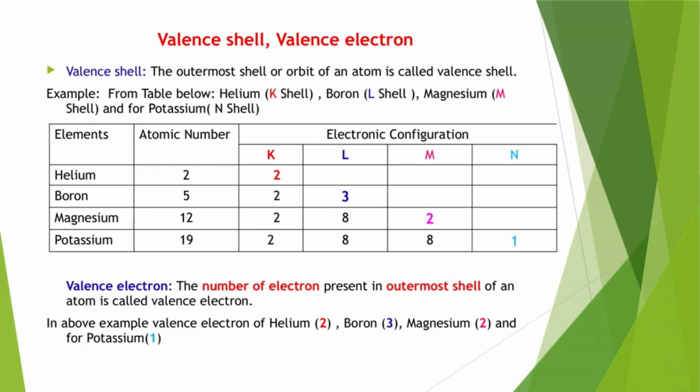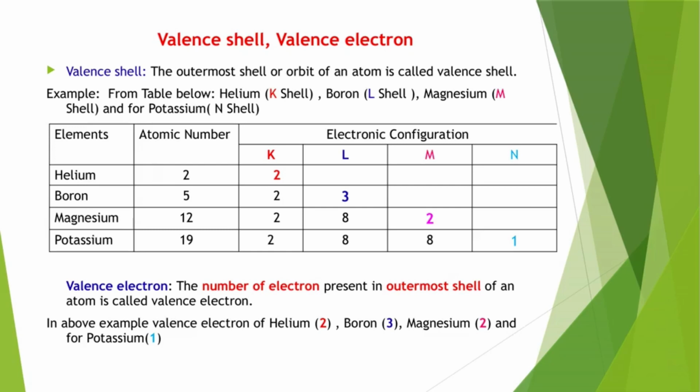If you see the electronic configuration of helium, having atomic number 2, its electrons are placed in the K shell, 2. In which shell are the electrons placed? The K shell. It has only one shell, so all the electrons are placed in the K shell itself. So K is the last shell, and it is called the valence shell. How many electrons are there in the K shell of helium? 2. So its valence electrons are 2.